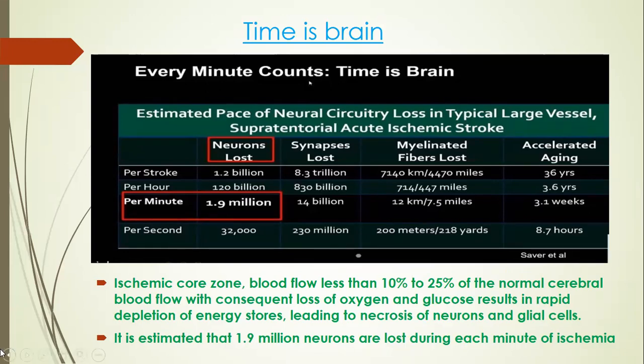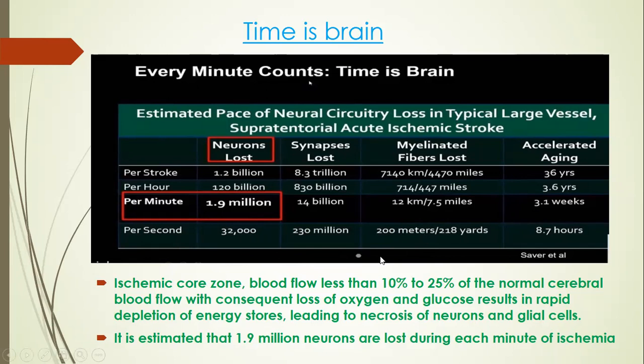Here it is estimated that per second, around 32,000 neurons will be lost, around 230 million synapses will be lost, and around 200 meters of myelinated fibers will be lost, and it accelerates aging by 8 to 7 hours if you delay the treatment for only 1 second. And if you delay further, it will increase the neuronal death and the aging.